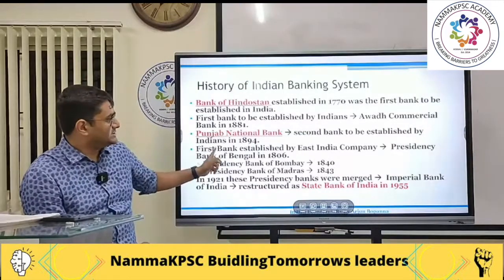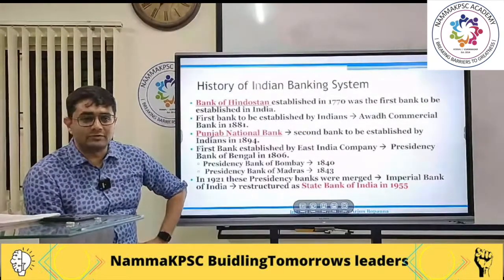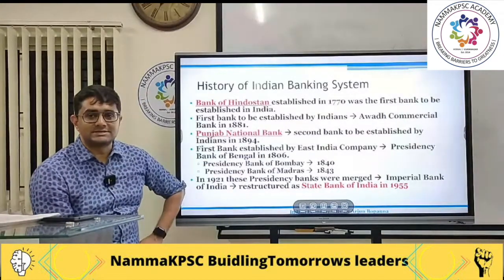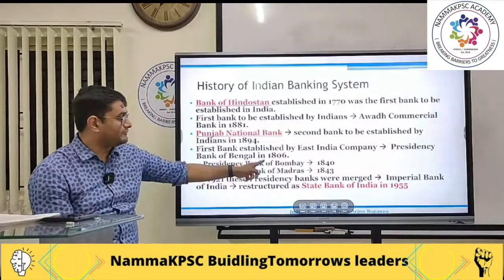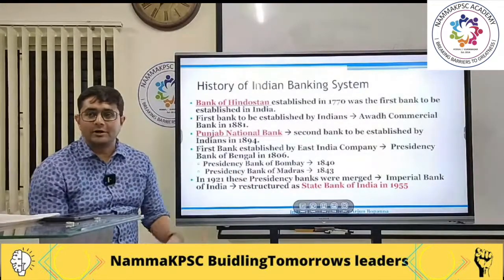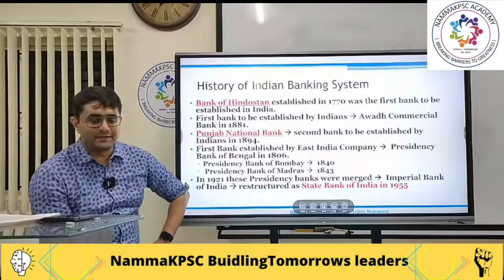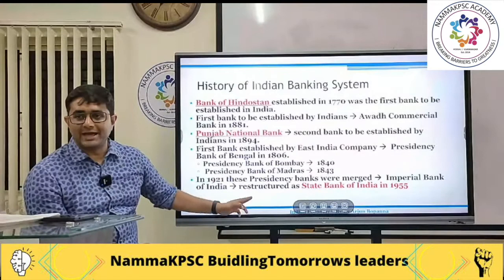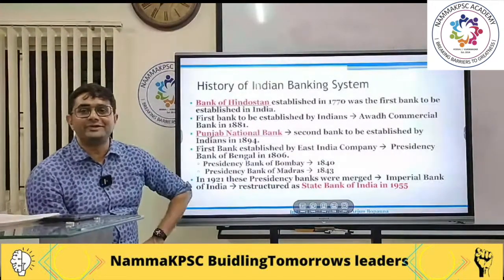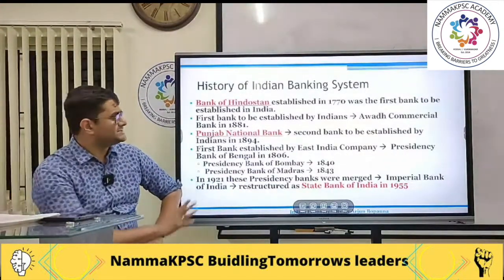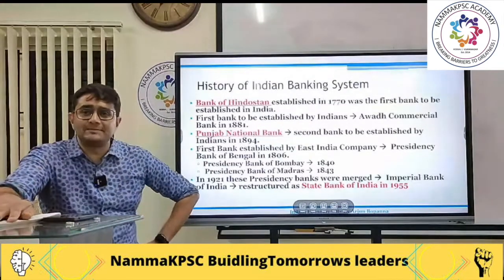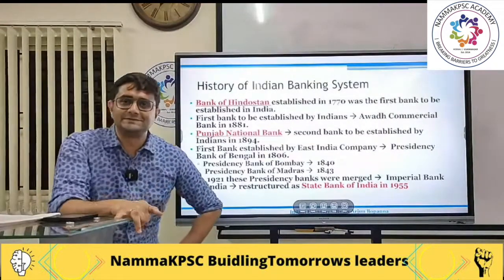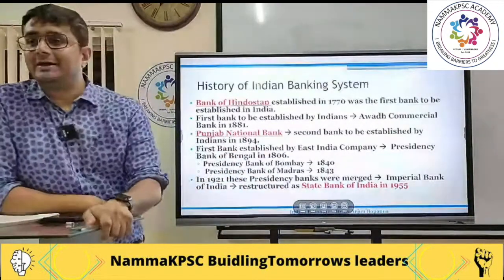The first bank to be established by the East India Company was the Presidency Bank of Bengal in 1806. It also set up the Presidency Bank of Bombay and the Presidency Bank of Madras. All of them were merged together to form the Imperial Bank of India, which was renamed and restructured as State Bank of India. Except for State Bank of India, there were no public sector banks in India after independence. This was the only state-owned bank.